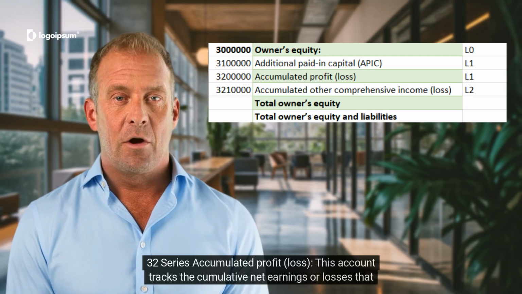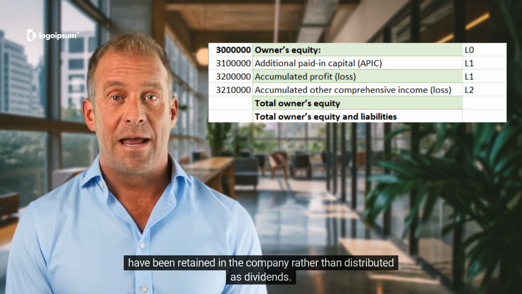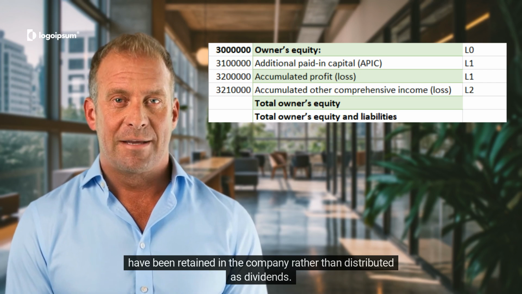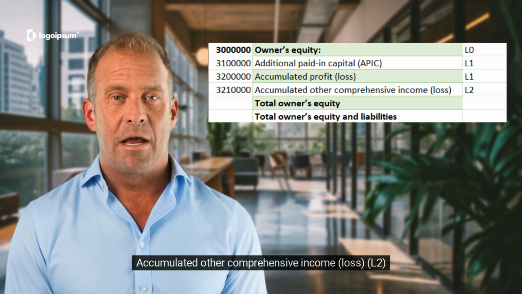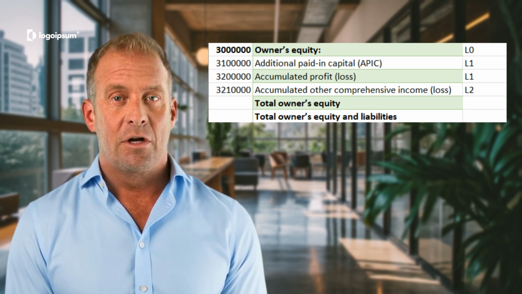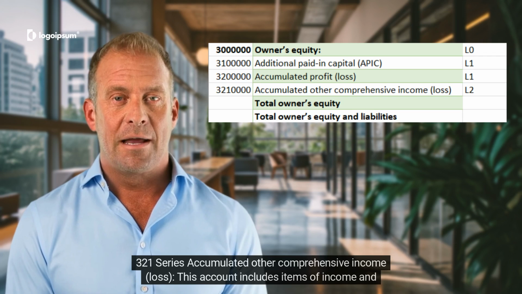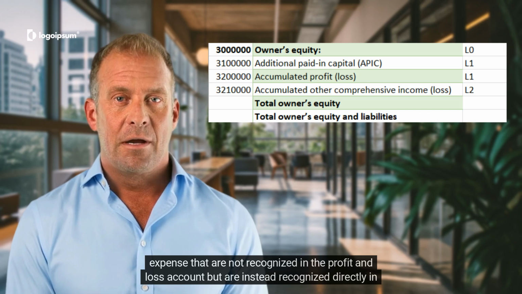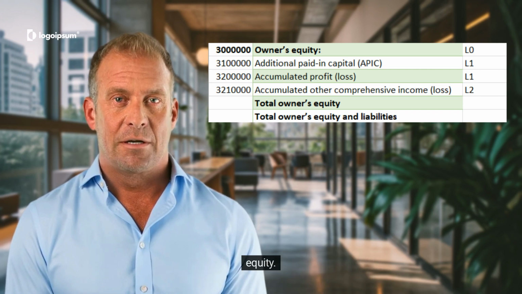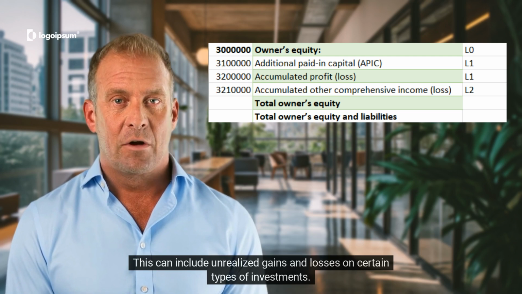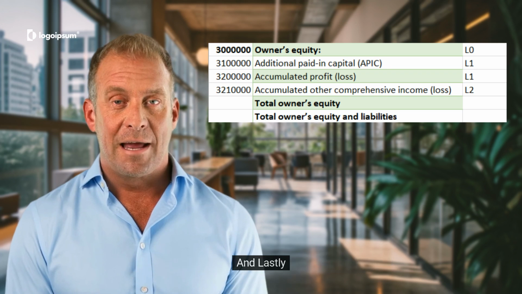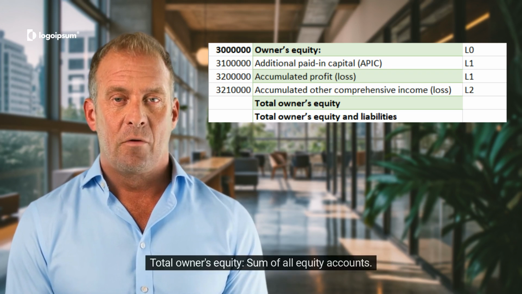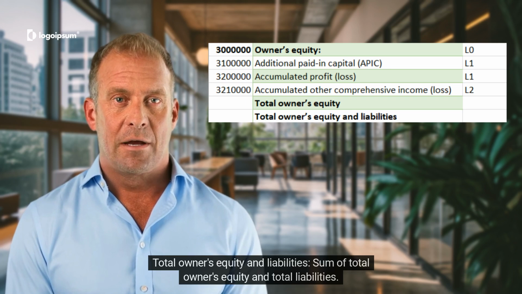This account tracks the cumulative net earnings or losses that have been retained in the company rather than distributed as dividends. 4. Accumulated other comprehensive income, loss, L2, 321 series: accumulated other comprehensive income, loss. This account includes items of income and expense that are not recognized in the profit and loss account but are instead recognized directly in equity. This can include unrealized gains and losses on certain types of investments. And lastly, total owner's equity, sum of all equity accounts. Total owner's equity and liabilities, sum of total owner's equity and total liabilities.